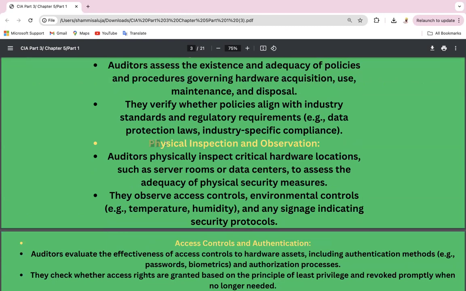If we talk about physical inspection and observation, the auditors from time to time physically inspect, right? Wherever the hardware is, for example, server rooms and other places, just to ensure that the proper temperature and humidity are there. Now you're going to ask, why does the temperature need to be checked? Why the humidity levels? Security protocols, we understand, ma'am, that is totally clear to us. But what about temperature and humidity?